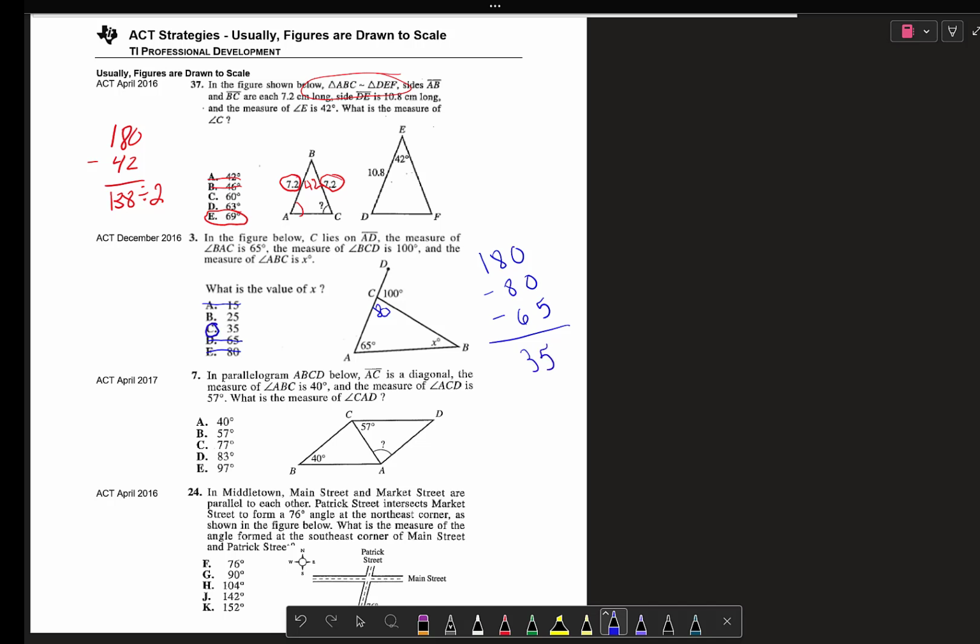And to me, this is one you could guess. If you're good at estimating and you match it up with a 90-degree angle, 35, this one you have a good chance of getting right just guessing. 37 was a little trickier.